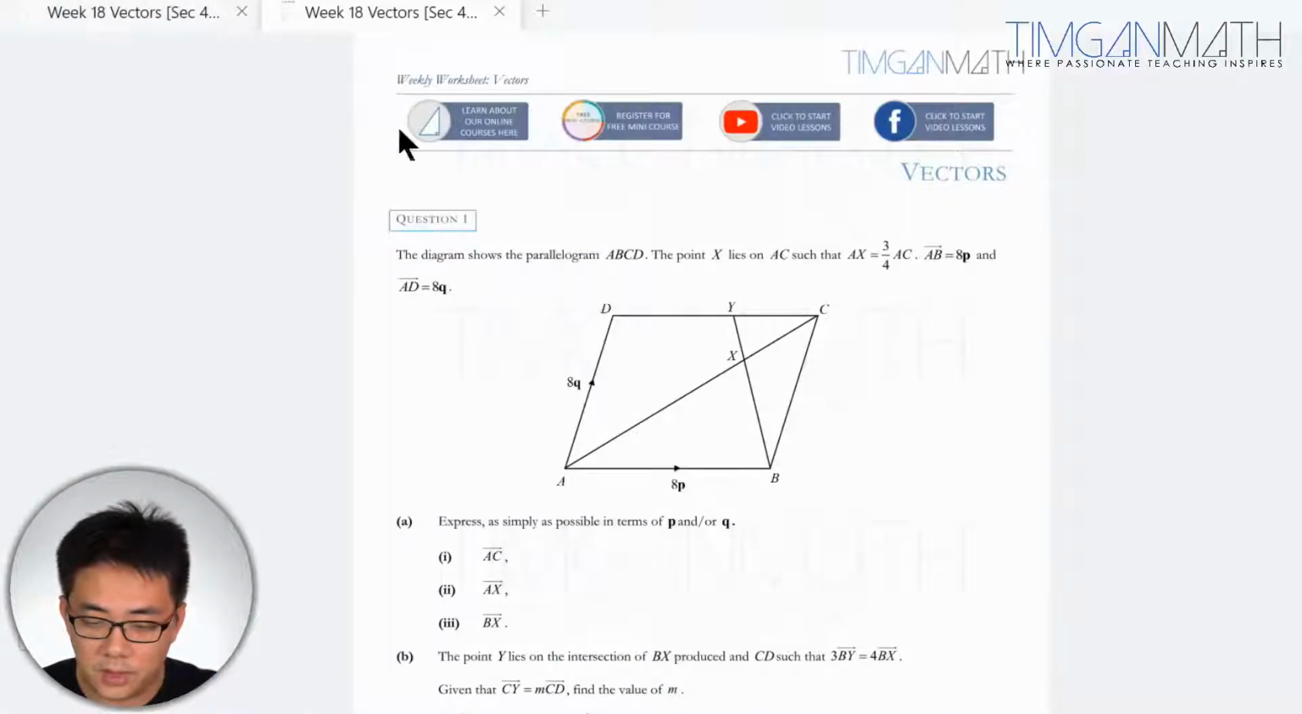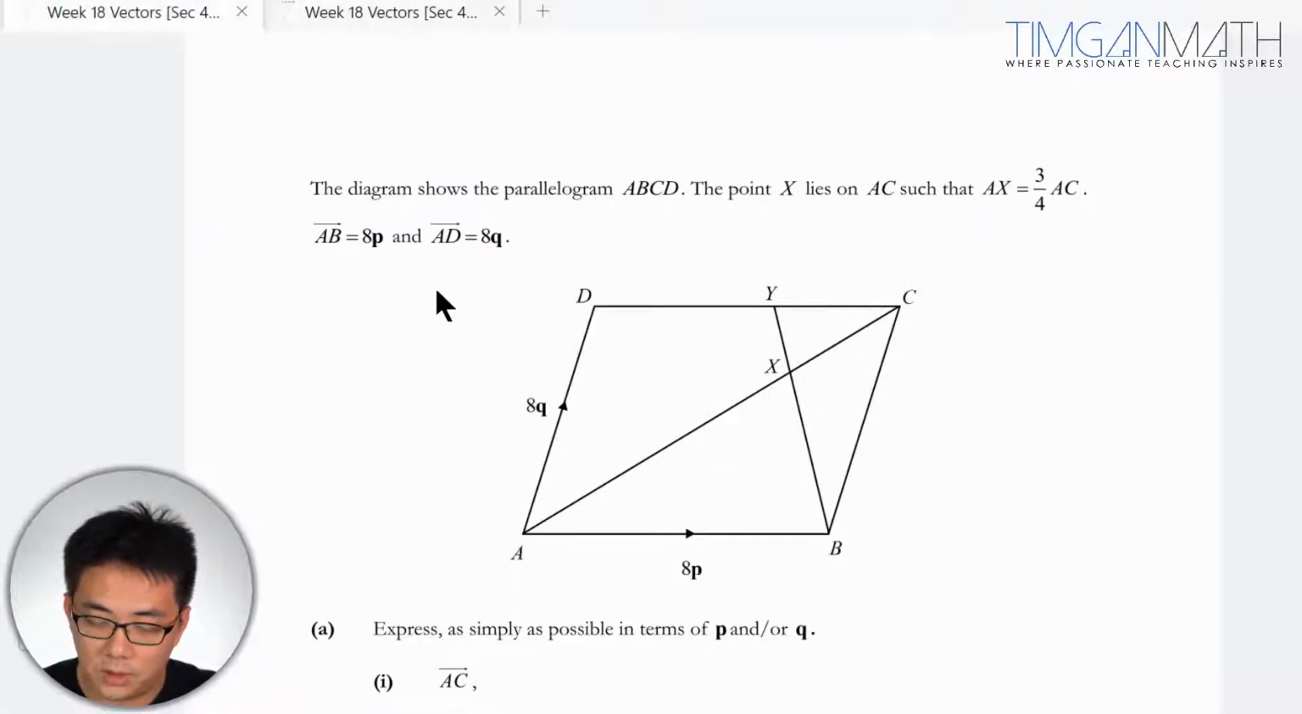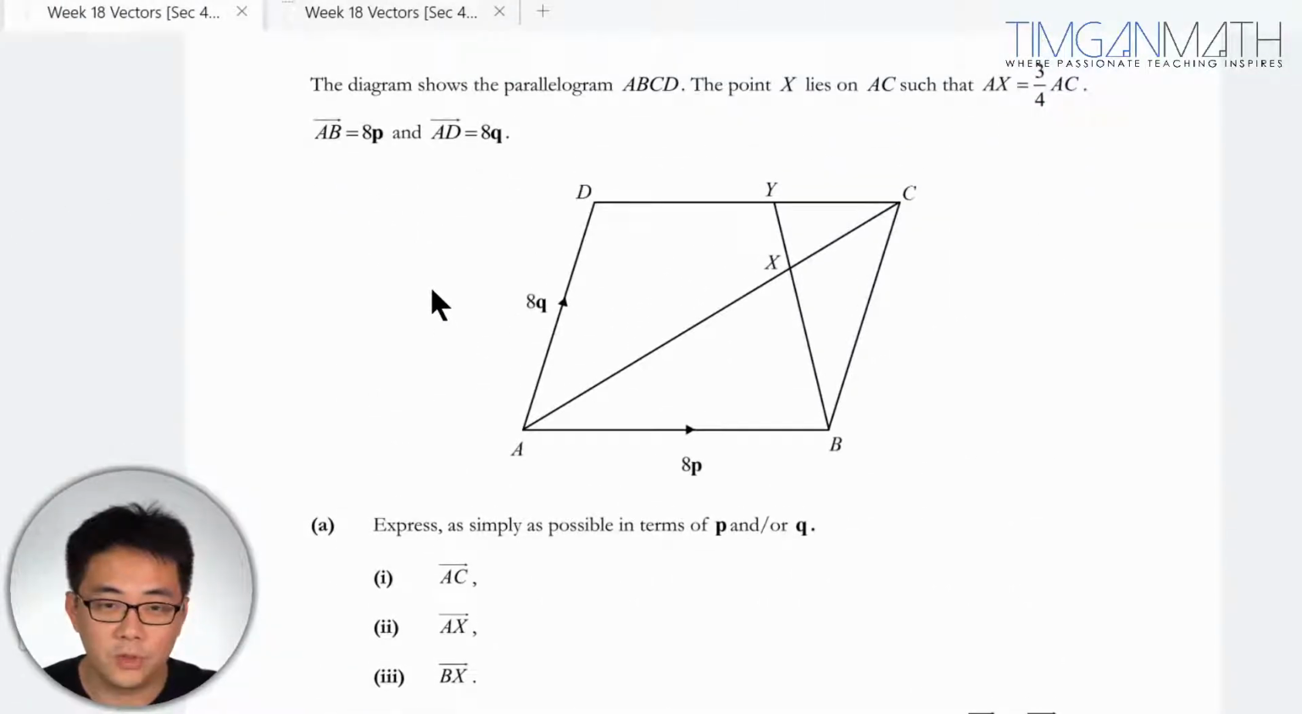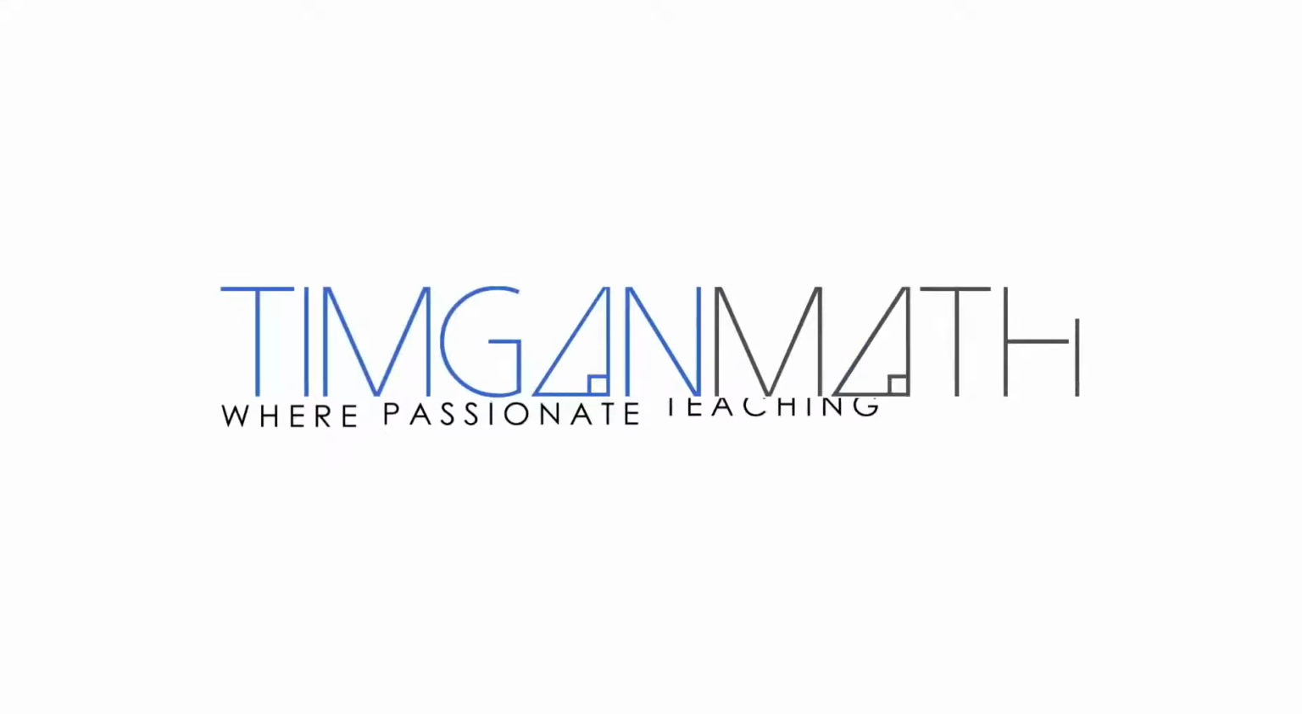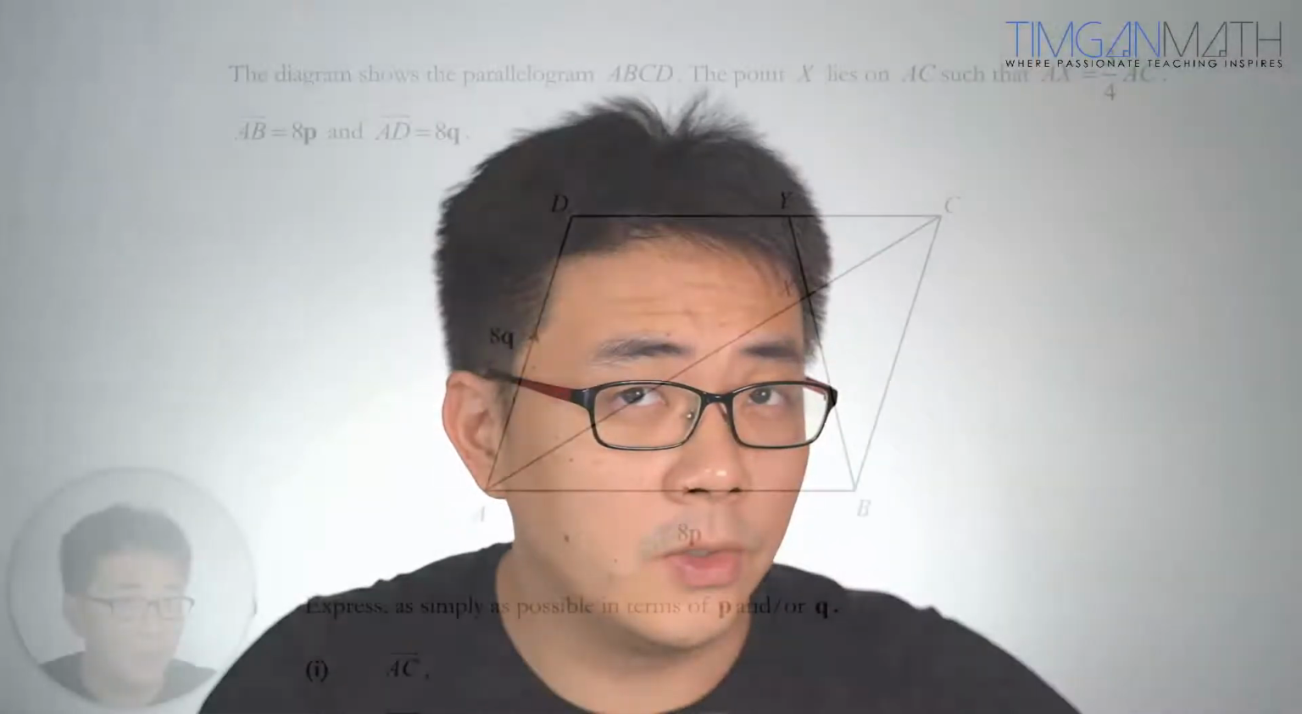Okay, so let's look at today's worksheet, which is on vectors. Let's see how we can do this proficiently. So let's look at this question here, which is on vectors. Let's see how we can do this proficiently.